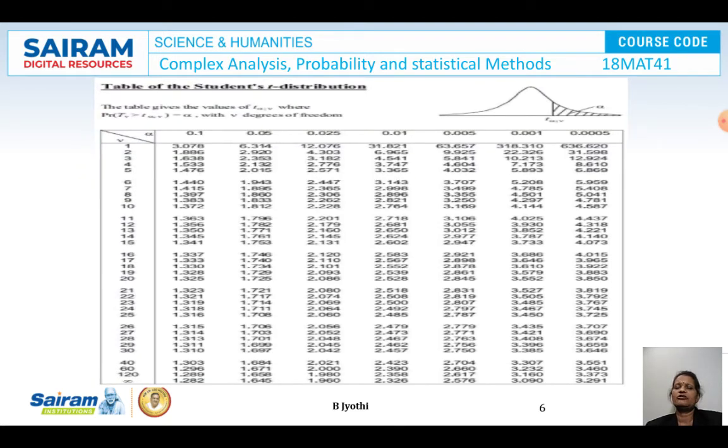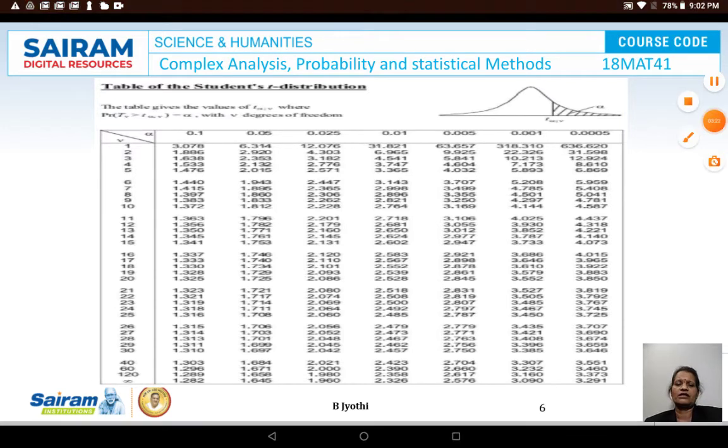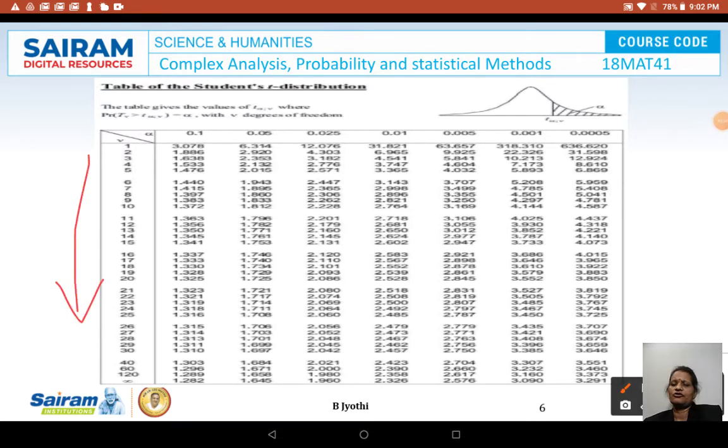This is the table of the Student's t distribution, and this column that I am referring to here is the degrees of freedom, that is n minus 1, which can be taken as 1, 2, 3, 4, 5 like this, and these are the levels of significance, that is 0.05 or 0.01. Usually we will check with 1% and 5%. Suppose I want to refer to 5 degrees of freedom at 5% level of significance, it will be 2.015, and similarly at 1% level of significance it is 3.365. So anyway it has been given. Whenever it is necessary we can refer to the table.